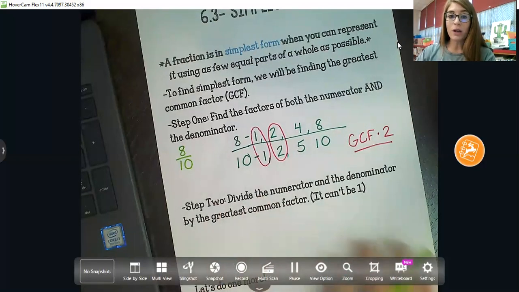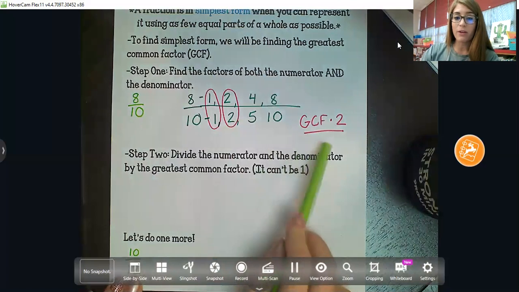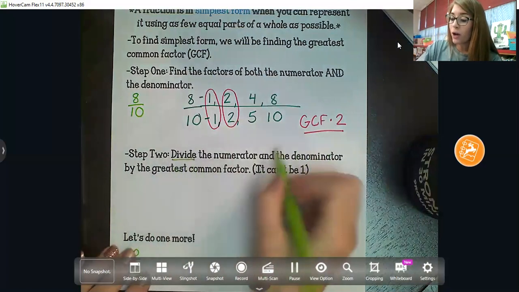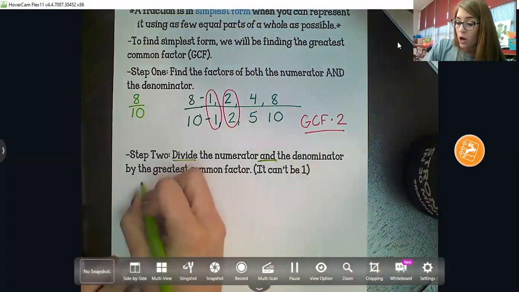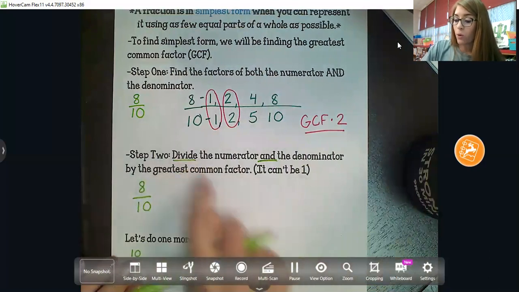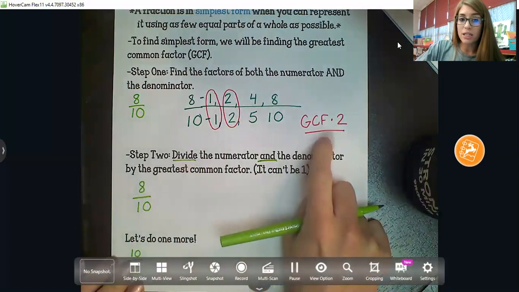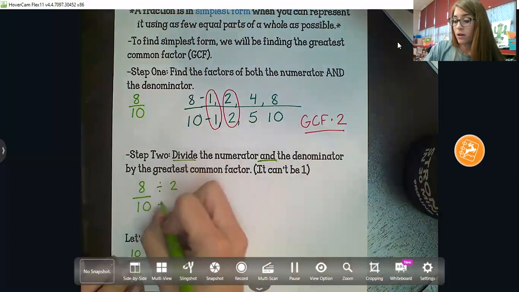So now we're going to get to step 2. Step 2, we're going to take that greatest common factor that we found, and we're going to divide the numerator and the denominator by that number, okay? So let's write our fraction back out here, 8/10, and we're going to divide both the numerator and the denominator by our GCF, or that 2 that we found that they have in common.